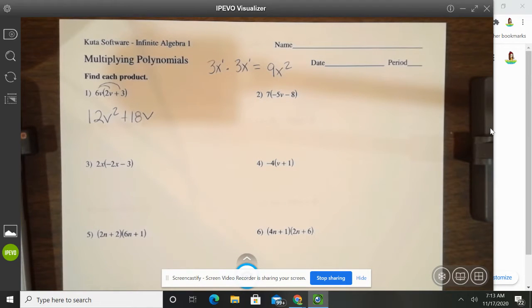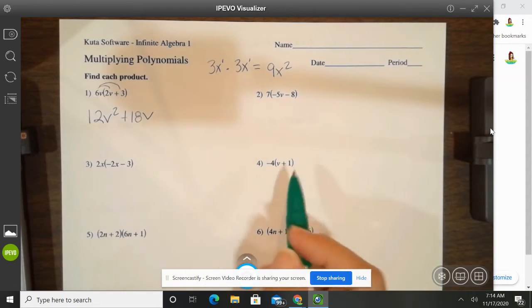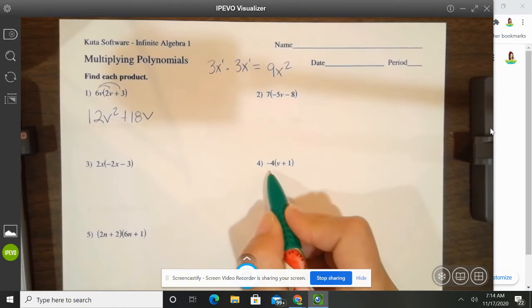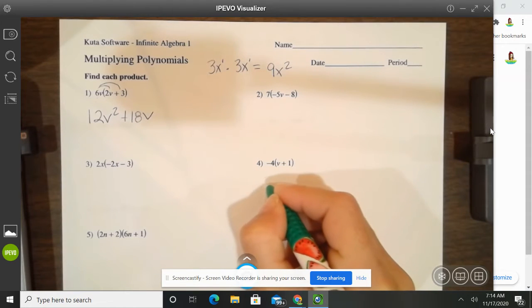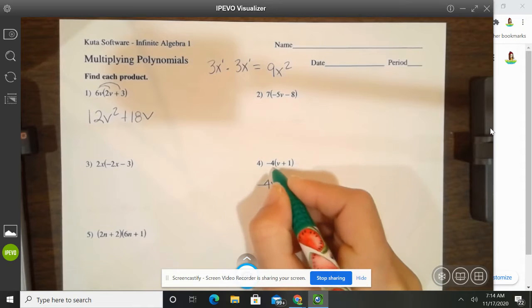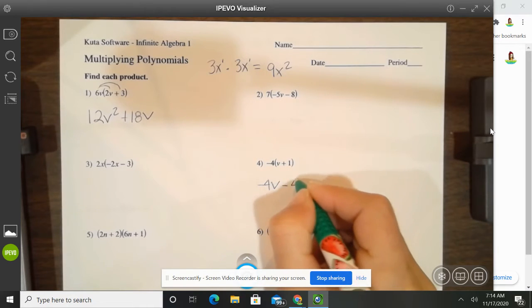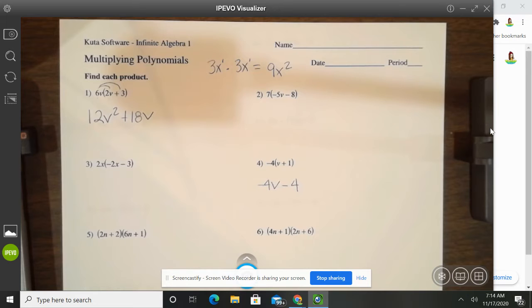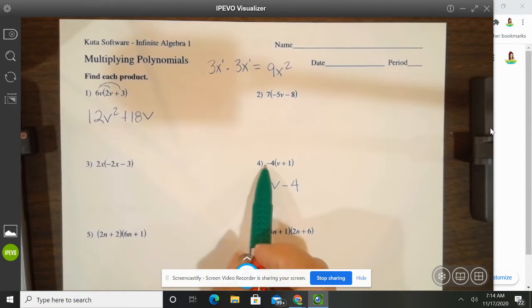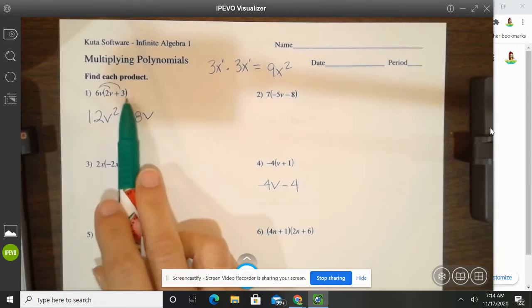All right, let's do something like this one. Same thing here. Negative 4 times v is negative 4v. Negative 4 times 1 is negative 4. And that's it. So this is a monomial times a binomial.